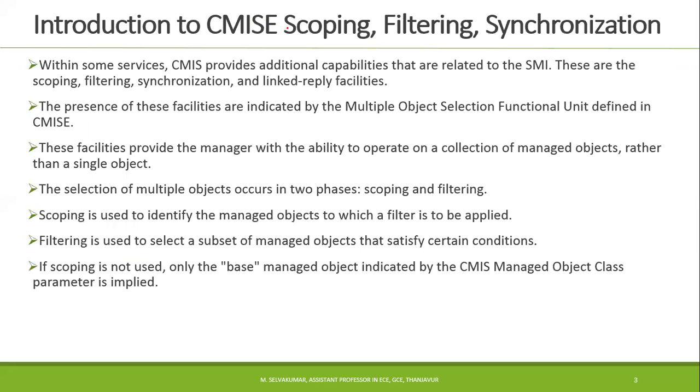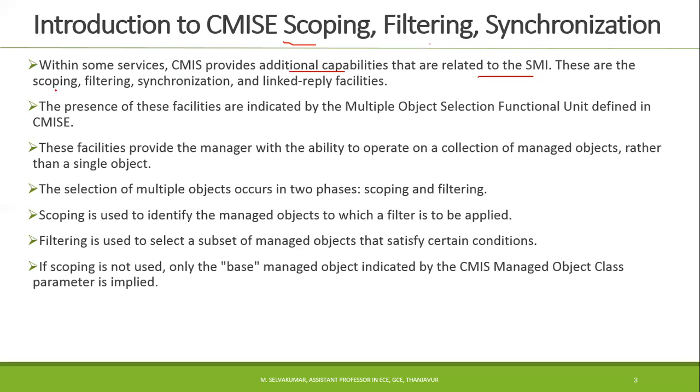Introduction to CMIS, Common Management Information Service Element: scoping, filtering, synchronization. Within these services, as previously discussed, there are M-SET, M-GET, M-ACTION, M-EVENT-REPORT, and M-CANCEL-GET services. CMIS provides additional capabilities that are related to the SMI, the Structure of Management Information.